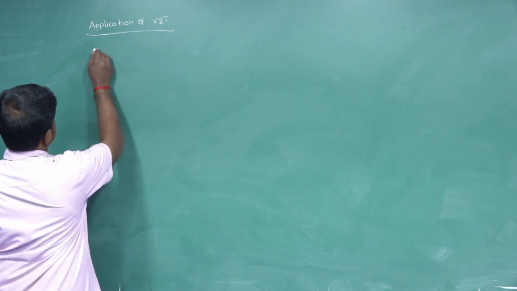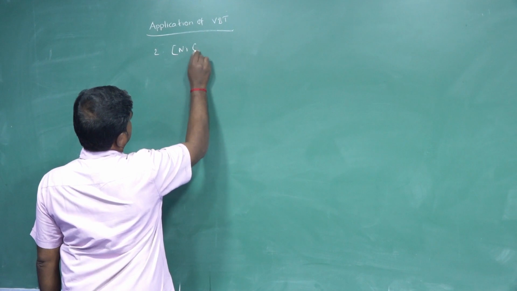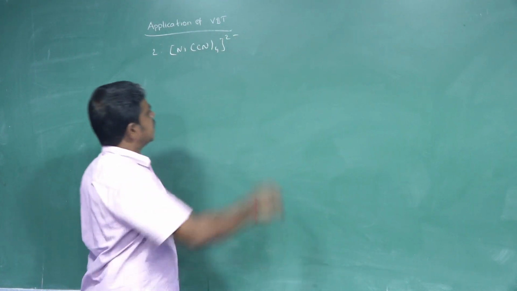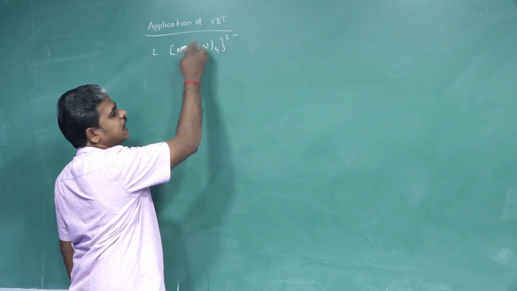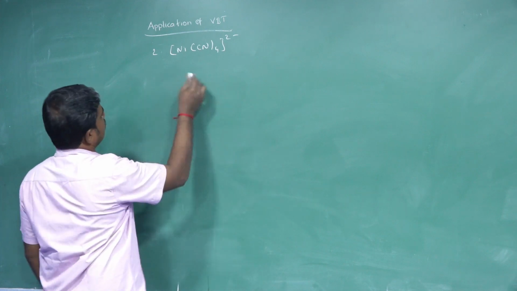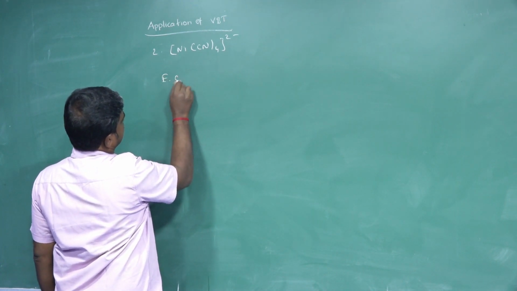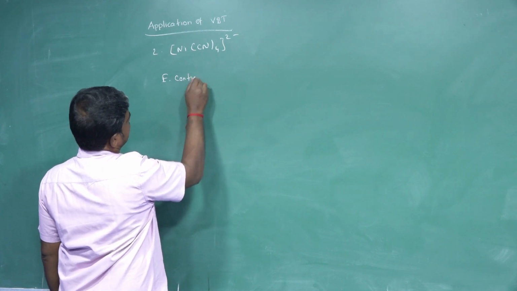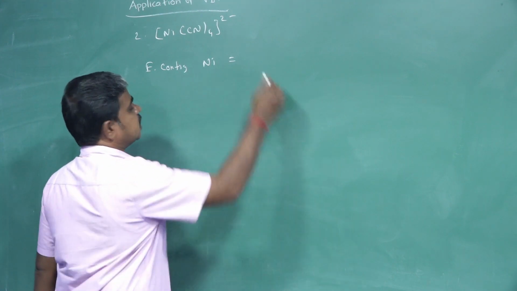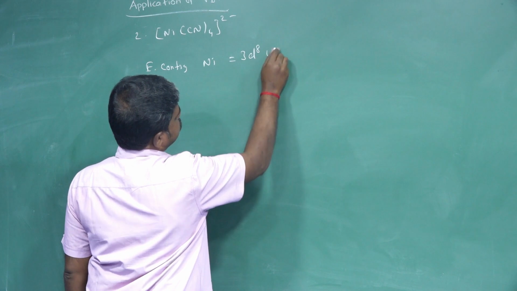Now we may take the second example, that is [Ni(CN)4]2-, the tetracyanidonickelate(II) ion. Now we may take the electronic configuration of nickel, that is the central metal atom. What is that? It is 3d8 4s2.